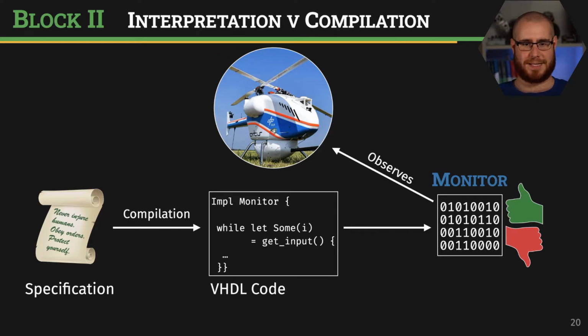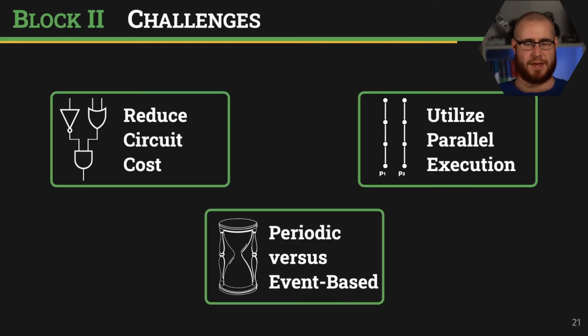Now, for the compilation from specification to VHDL code, there are three challenges that we want to tackle. First, we want to keep the circuit cost as low as possible by reusing logic whenever possible. Second, we want to utilize parallel execution to further improve the performance of the monitor. This is particularly interesting for hardware because here parallelization is pretty much for free, if possible. And lastly, we need to take care of the split between periodic streams and event-based streams. So let's see how we do this.